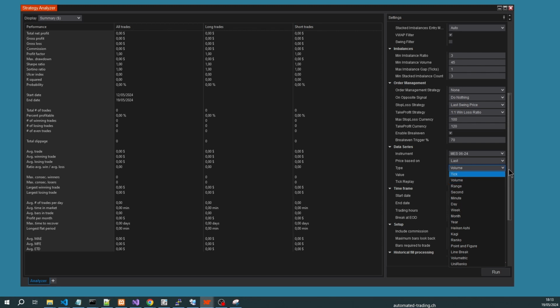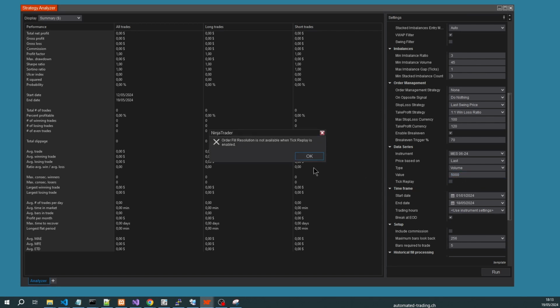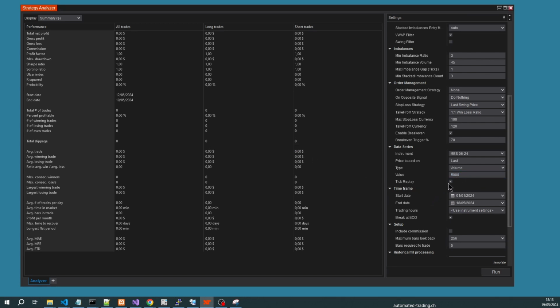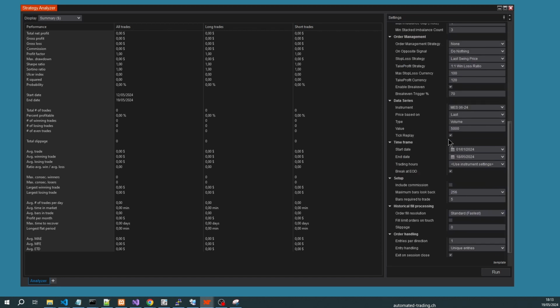I personally prefer, for the MES, the 5,000 volume bars, because it will create candles that reflect volume activity. I will select tick replay. This is mandatory. You should enable tick replay.